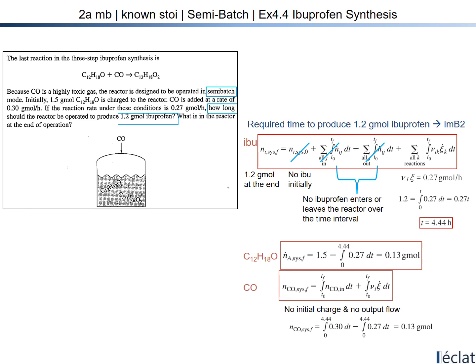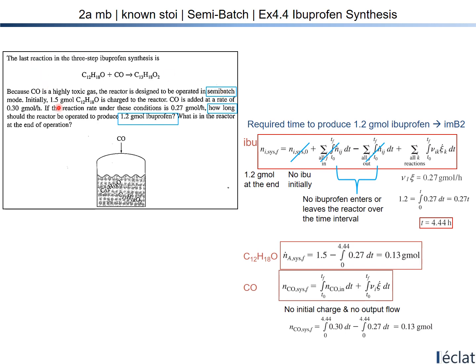The other example. The last reaction in the three-step ibuprofen synthesis in the previous slide is this one. And here carbon monoxide is involved for making the ibuprofen. Because carbon monoxide is a highly toxic gas, the reactor is designed to be operated in semi-batch mode. The most complicated version of the mole balance equations should be used.